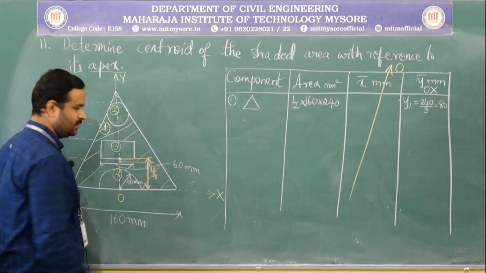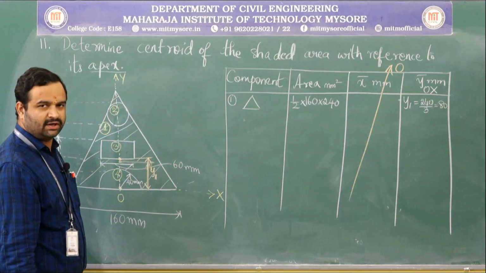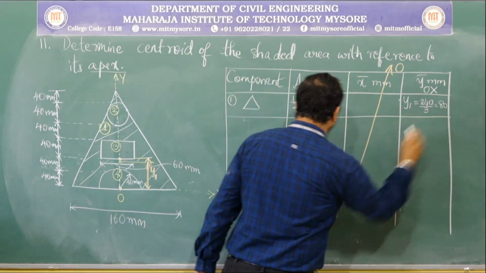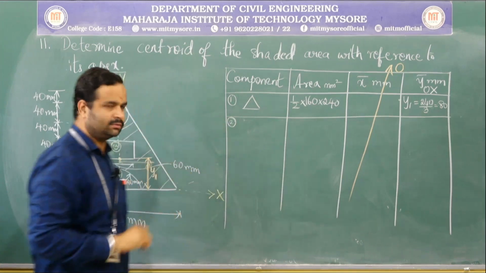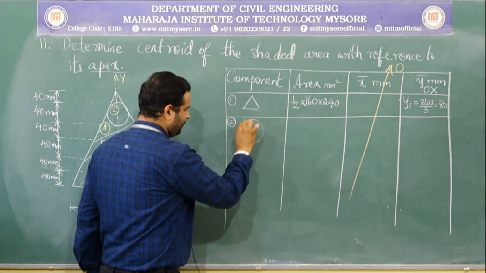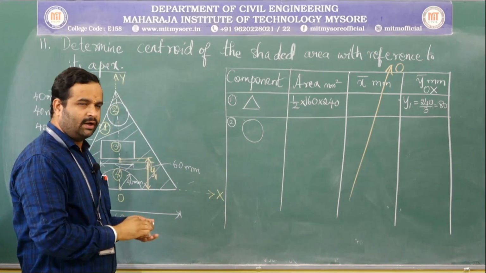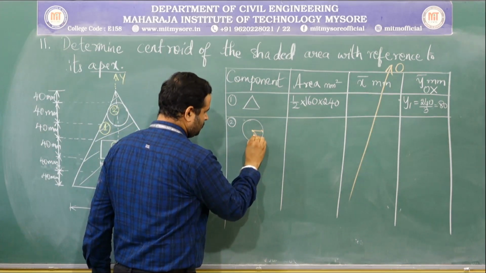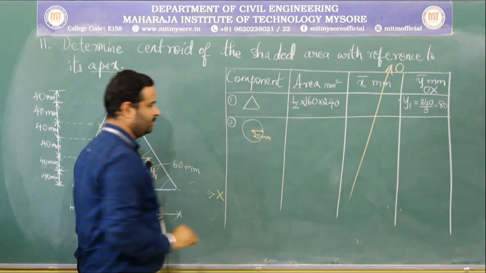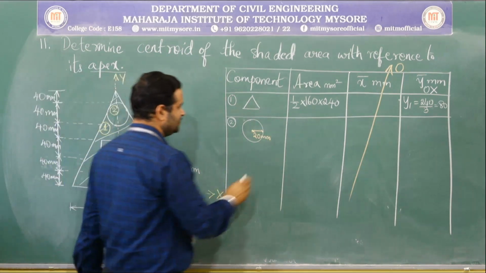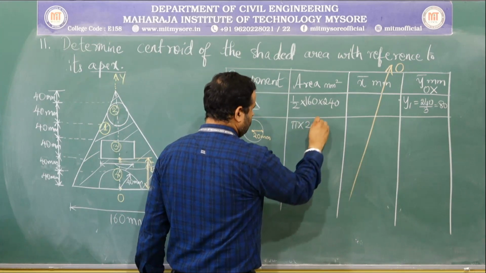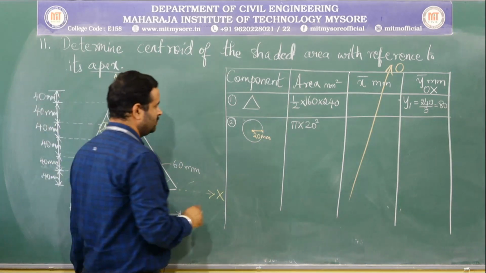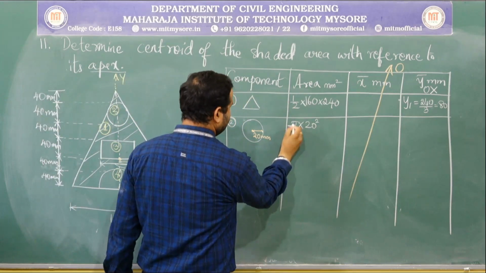This is y1. Now, let us try to locate y2. The second component is circle, and the radius of this circle is 20 mm. Then coming to its area, pi into 20 square, but we have to write with a minus sign.